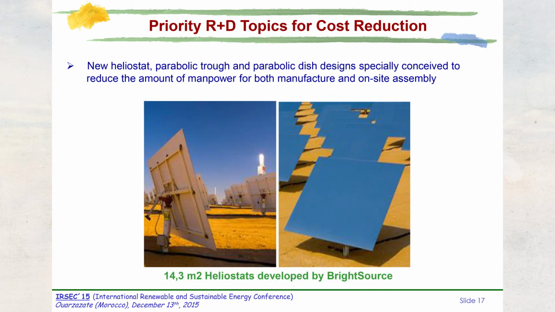Nowadays, we have new designs, much more simple. You can see this structure is very simple, much more simple than this one. So we are improving the designs in order to reduce the cost, the manpower cost. And there is still a lot of room for further improvements with the development of new heliostats and new solar concentrators. Another R&D topic to reduce the cost is the design or the improvement of key components.